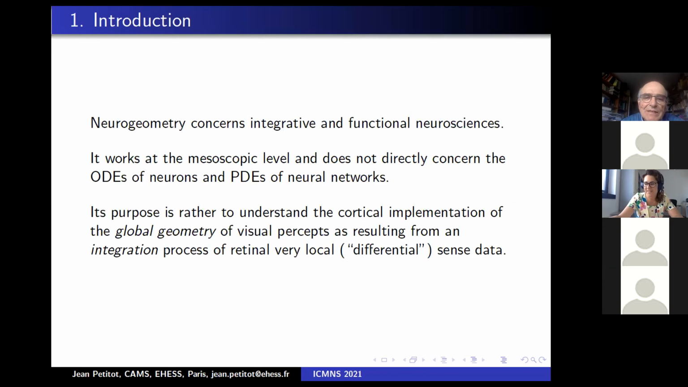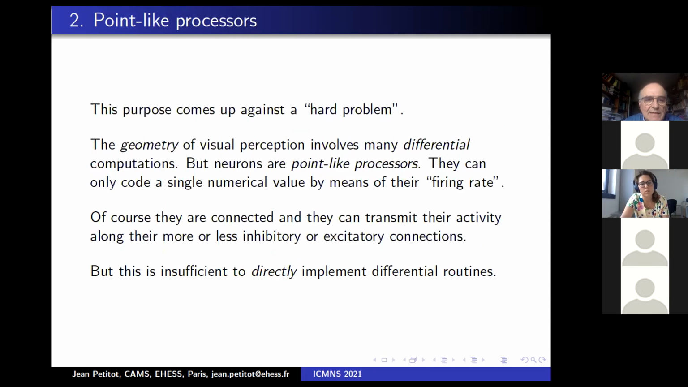Neurogeometry concerns integrative and functional neurosciences, and it works at the mesoscopic level and does not directly concern the ODEs of neurons or PDEs of neural networks. Its purpose is rather to understand the possibility of a cortical implementation of the global geometry of visual percepts as resulting from an integration process of retinal very local differential sense data.